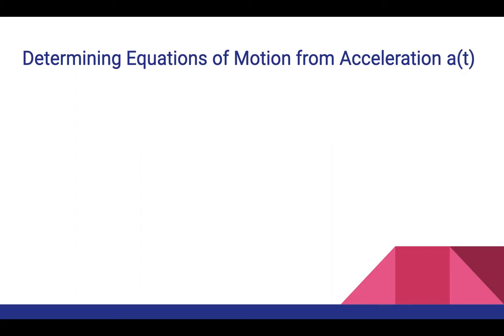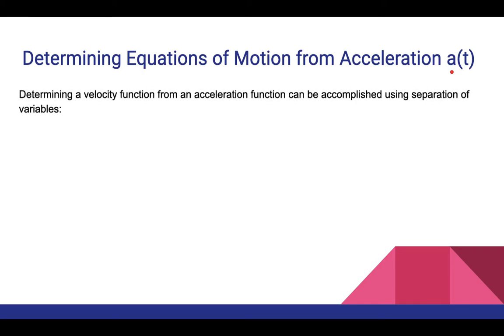All right, so let's say instead of being provided a position function and having to determine velocity and acceleration functions, let's say you provide an acceleration function, a of t, and we have to determine the velocity and position functions, okay? So determining a velocity function from an acceleration function can be accomplished by using separation of variables and integration in order to solve for v of t, okay?